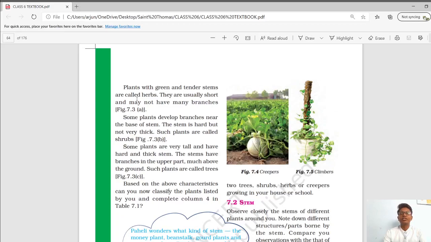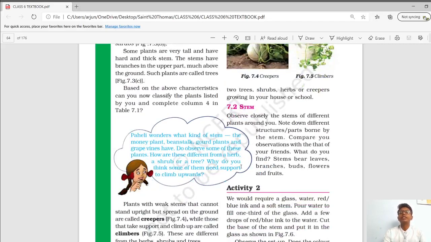In the next lecture, we will see what are creepers and climbers, and study each plant part in detail.